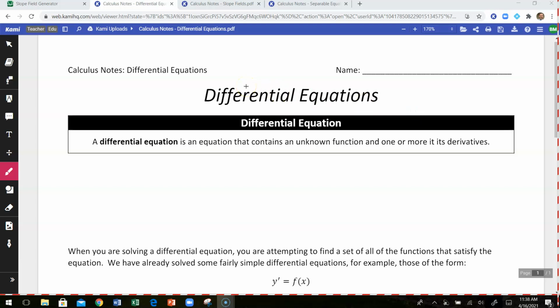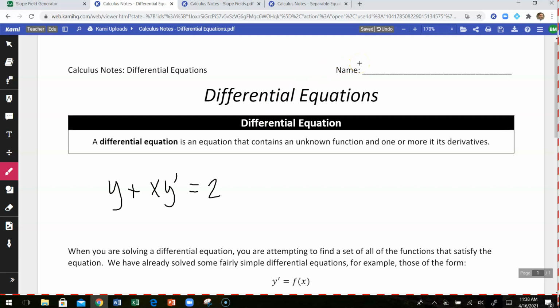Alright, this video is all about differential equations. So a differential equation is simply an equation that has an unknown function and one or more of its derivatives. So that equation could look a lot of different ways. As long as you have some unknown function y and one of its derivatives, then we have a differential equation. So here, y plus x times y prime equals 2 is a differential equation. I have an unknown function y, one of its derivatives y prime.